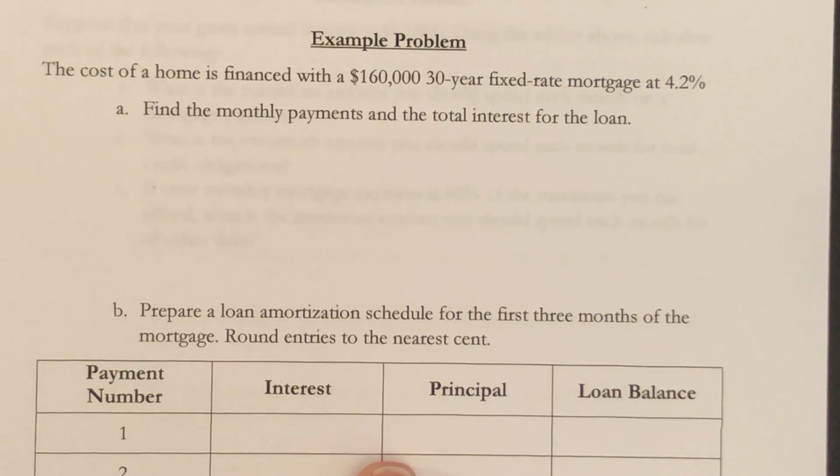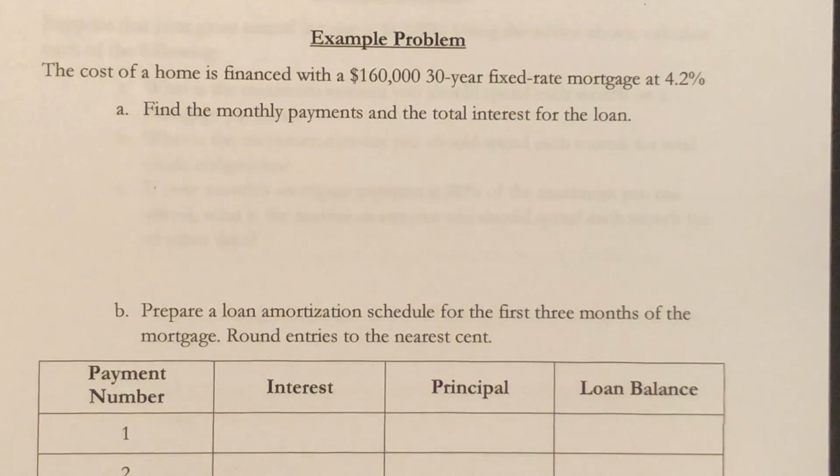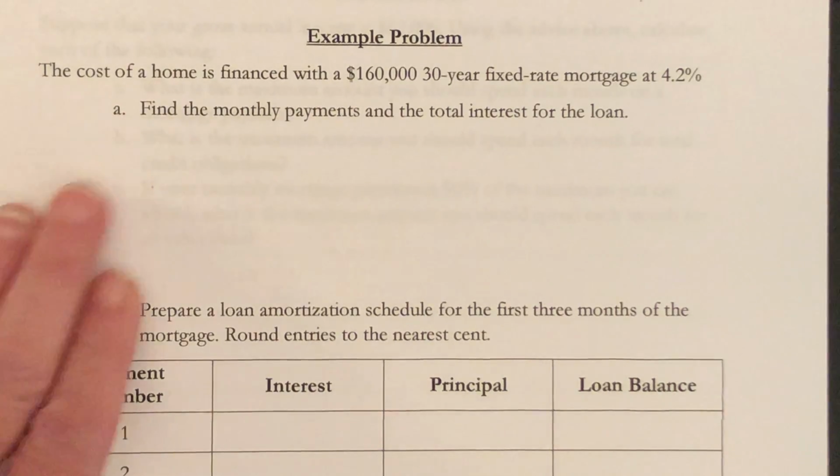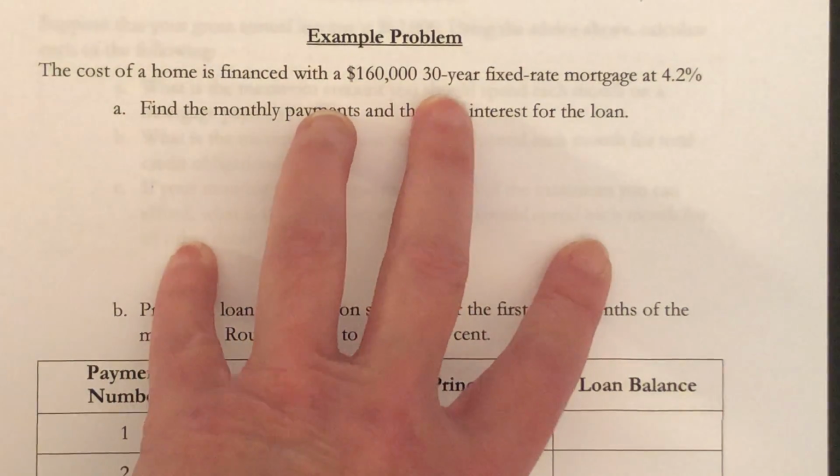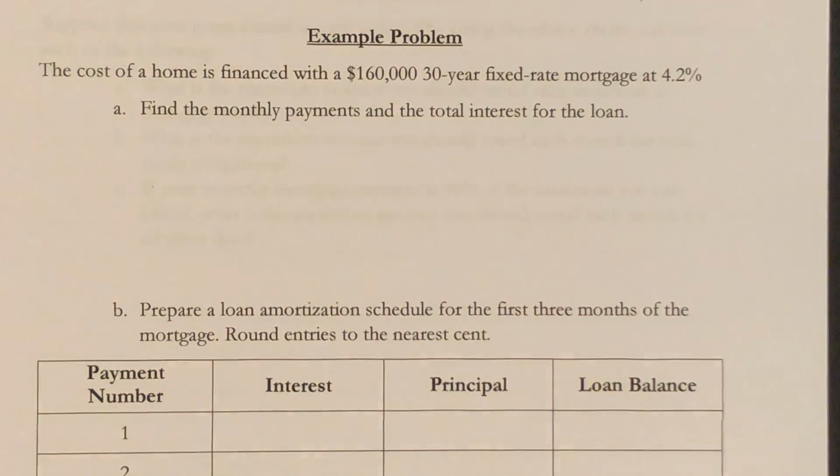This is part 5 of the loans and credit card. I want to work this problem. The cost of a home is financed with a $160,000 30-year fixed rate mortgage at 4.2%. First, find the monthly payments and the total interest for the loan.